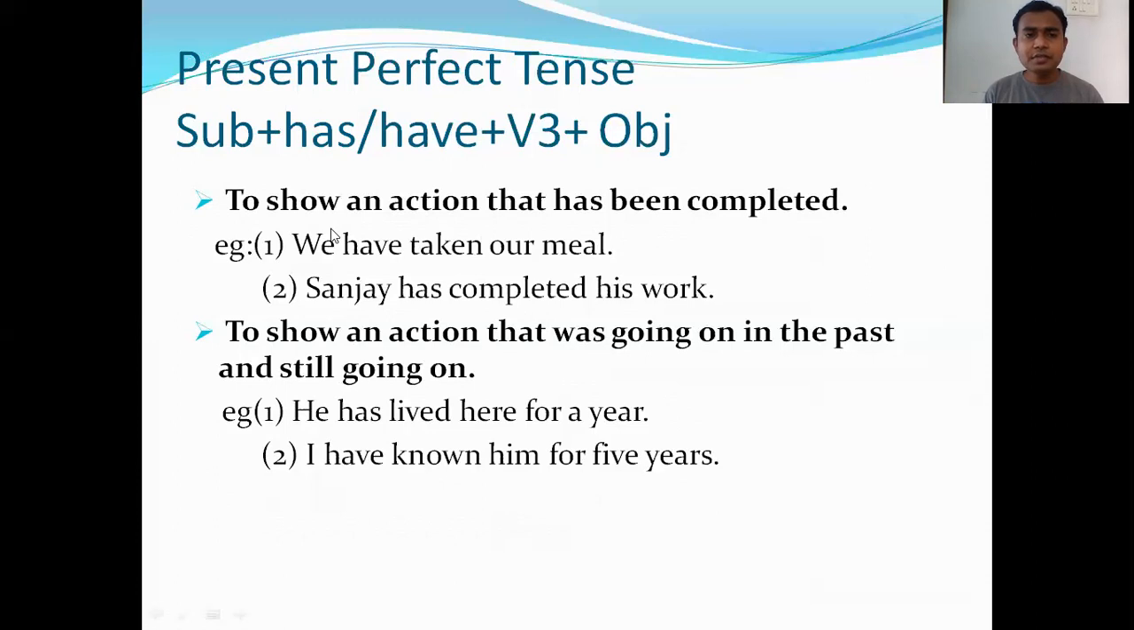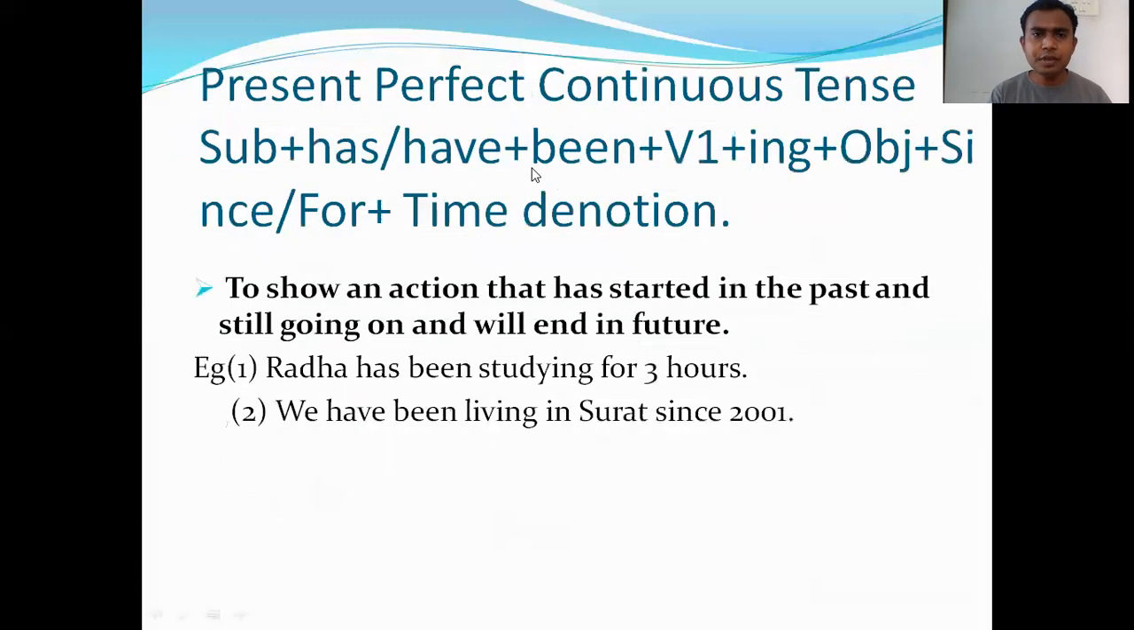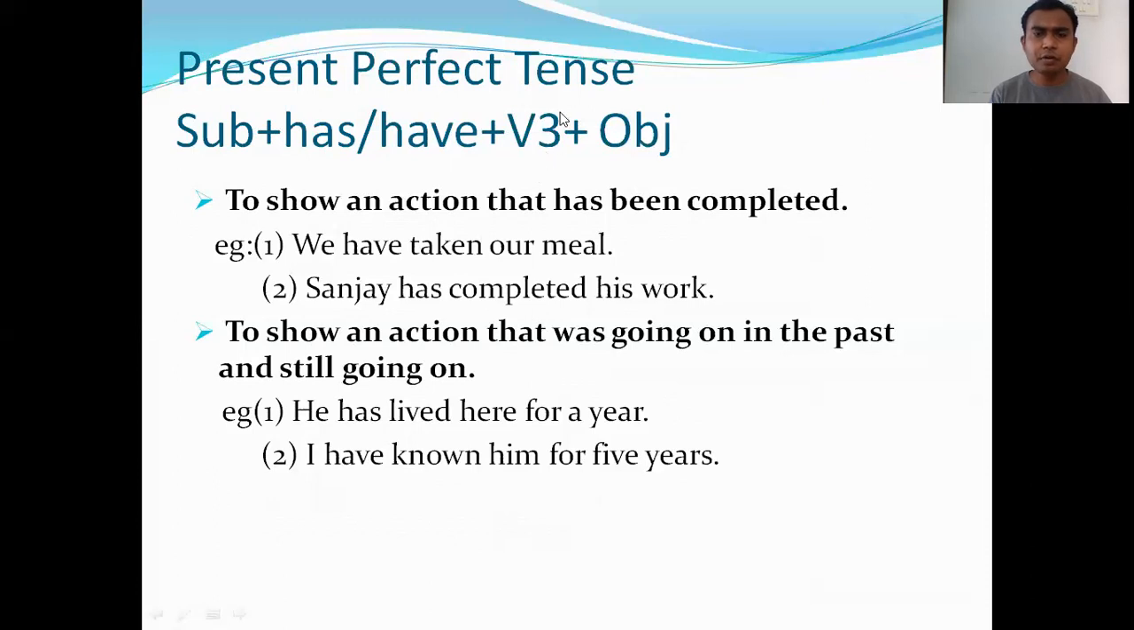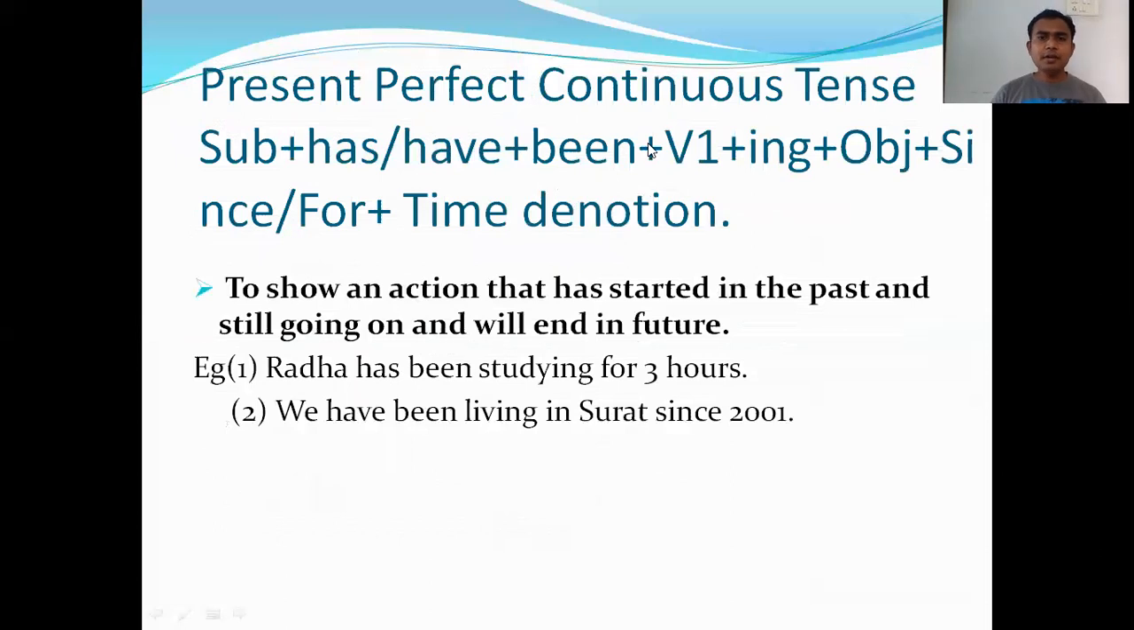So we have subject, has or have, depending upon the subject. Again we know have we use with I, we, you, they, and has we use with he, she, it, or anybody's name. And here we have to use verb 3, the verb third form. Verb has got 3 forms, right? So we have to use the verb third form in perfect tense, and object. Then we have present perfect continuous tense.